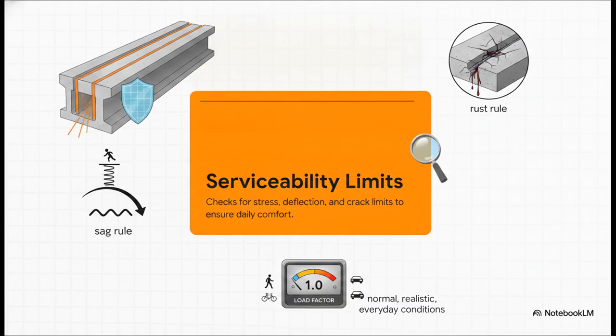We've got stress limits, basically the no-crack rule, where we aim for zero tension in a fully pre-stressed member just to prevent premature crushing or cracking. We have deflection limits, the sag rule, so a bridge doesn't literally feel like a trampoline under your feet. And we have crack width limits, the rust rule, because even tiny microcracks can let salt water in, slowly corroding the steel over time.